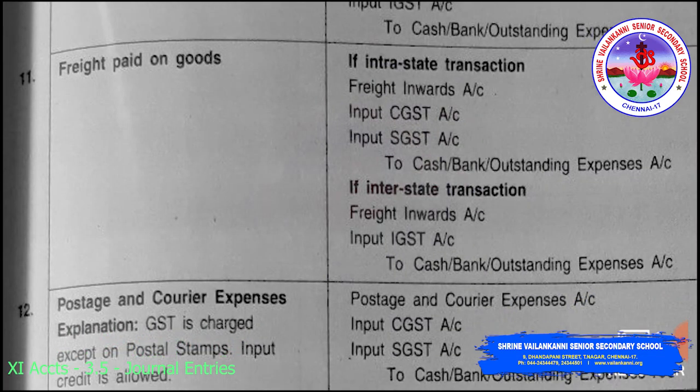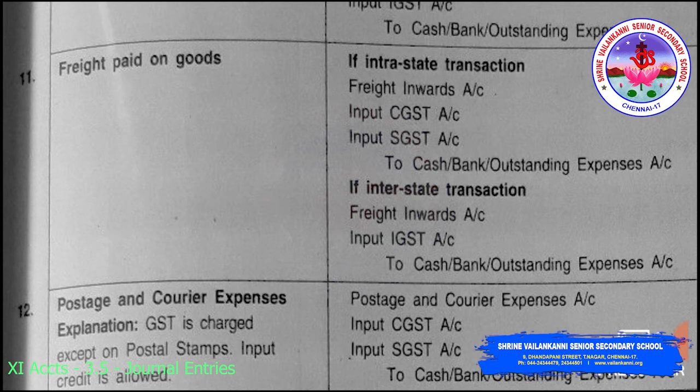Similarly, freight paid, it is an expense. Freight inward, freight paid means transportation expenses. When you are bringing in the raw material from the place of supply, say for example cotton, you are bringing it into your factory. There will be some cost involved to transport this raw material to the factory. That is called freight inward, it's coming into your factory, that is called as freight inwards. Okay, so if it is intra, CGST, SGST, inter, IGST, simple.